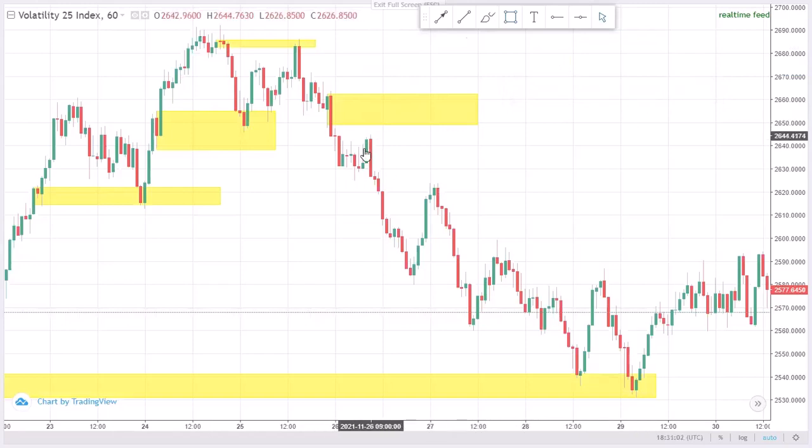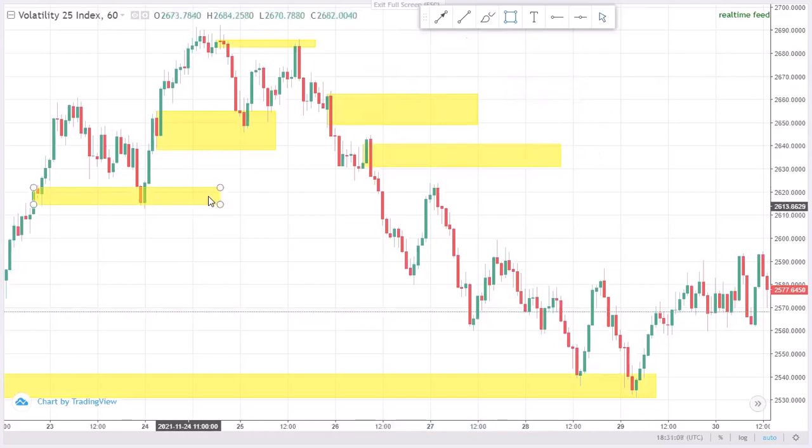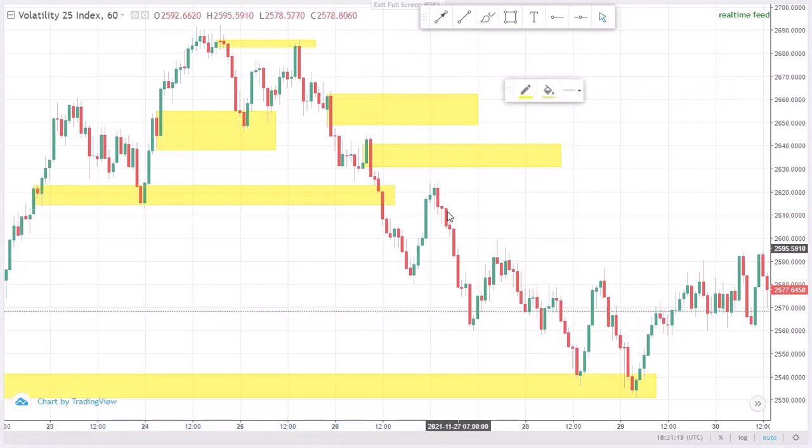Okay, this is another OB. Let's mark it. Why did the move break? It took out this support. You see that support. Price was supposed to bounce here using the support mechanism, which we have learned, both you and me. So we have this move. This was the OB.